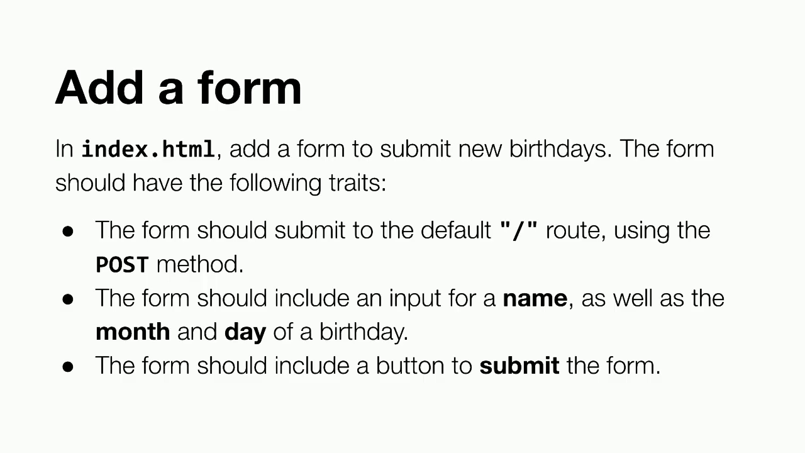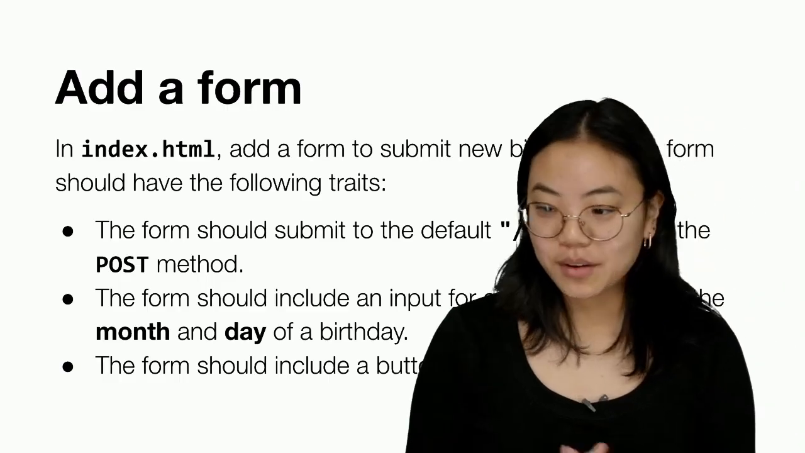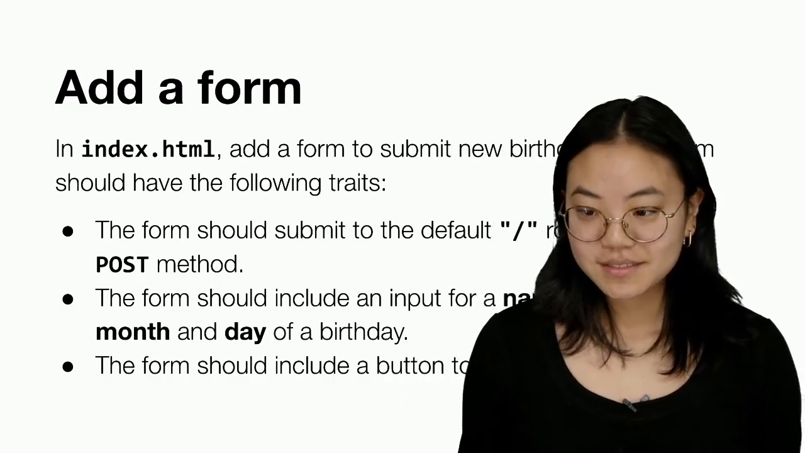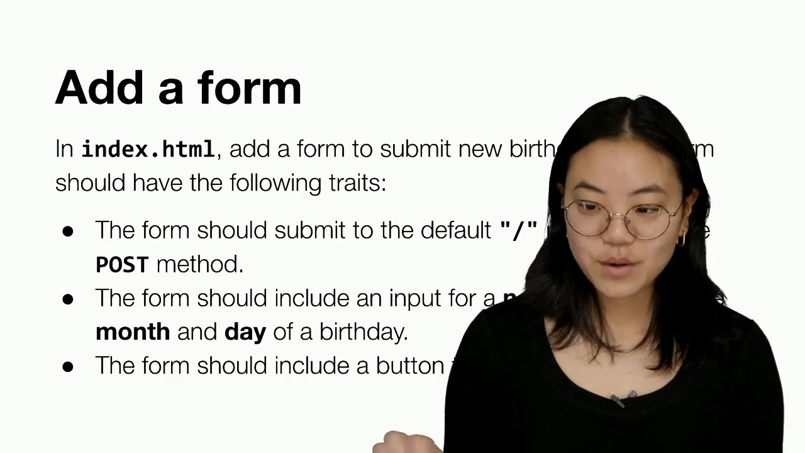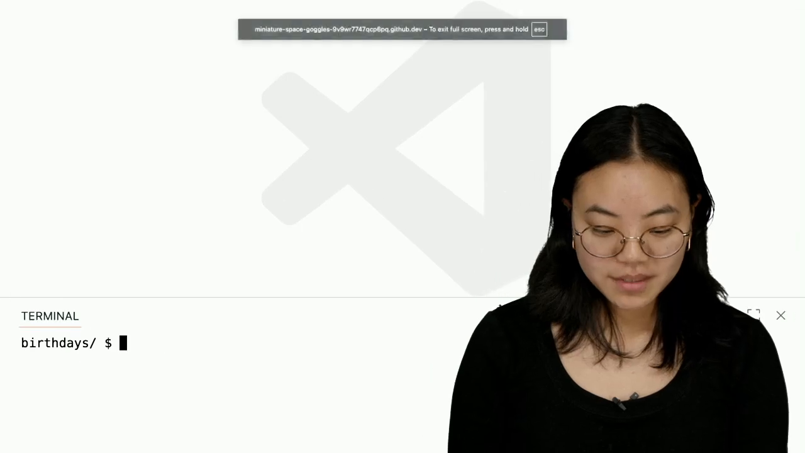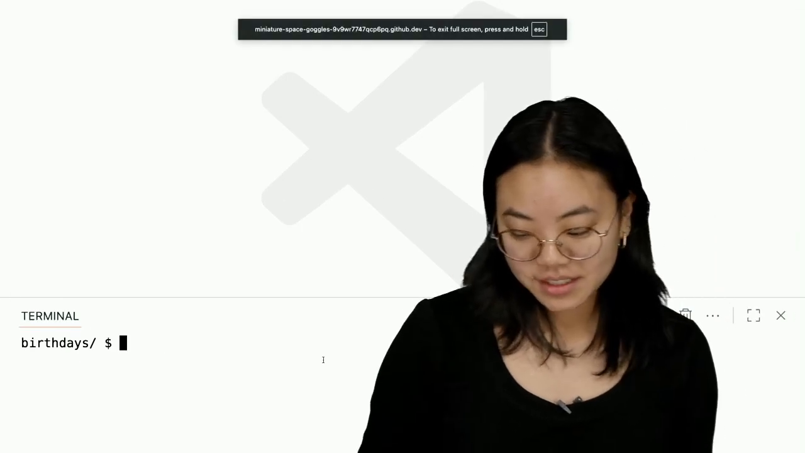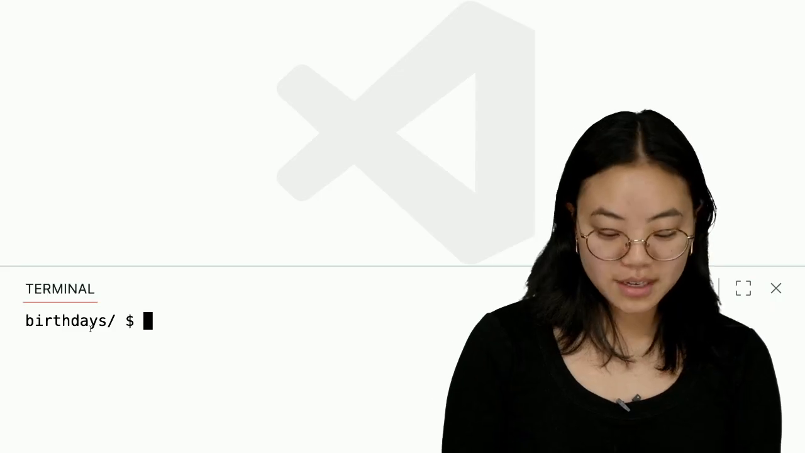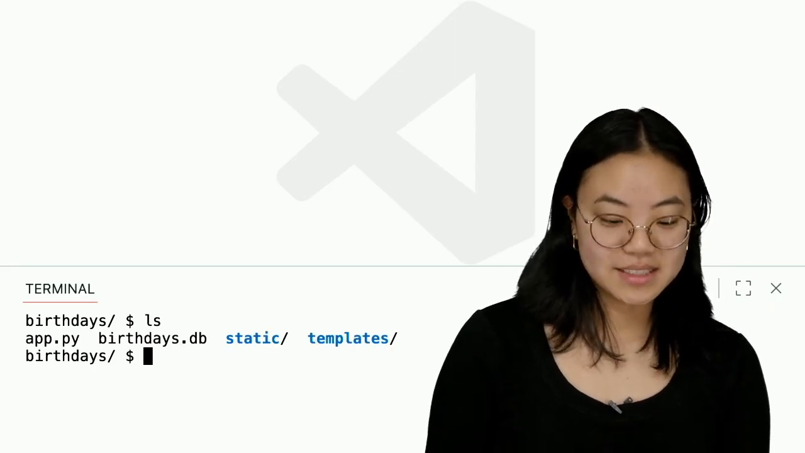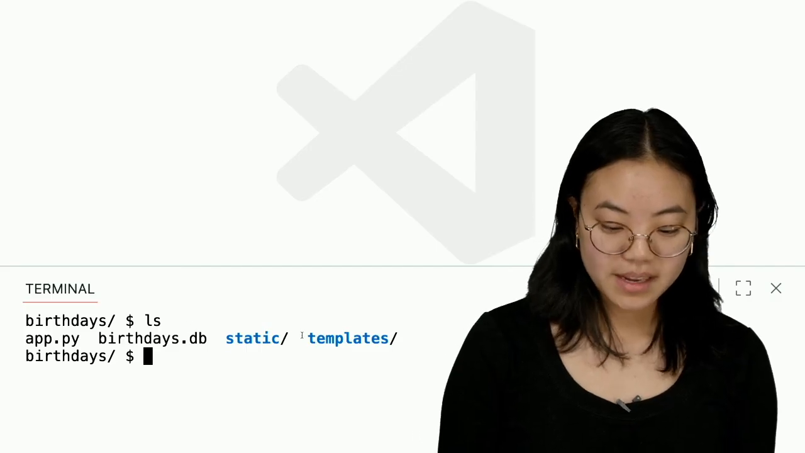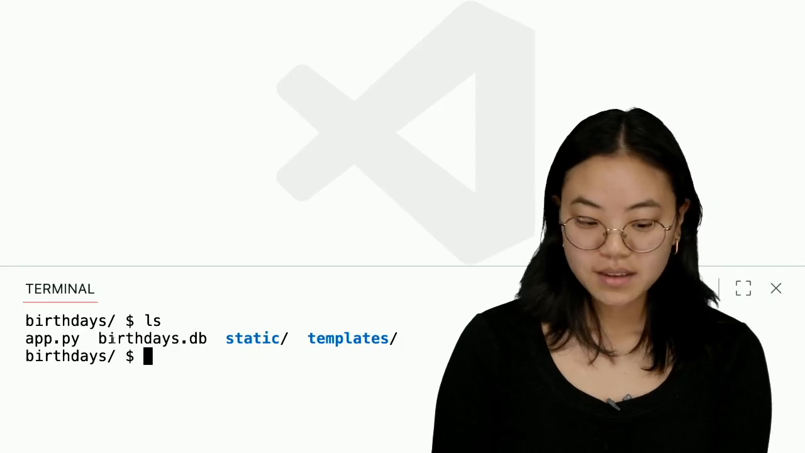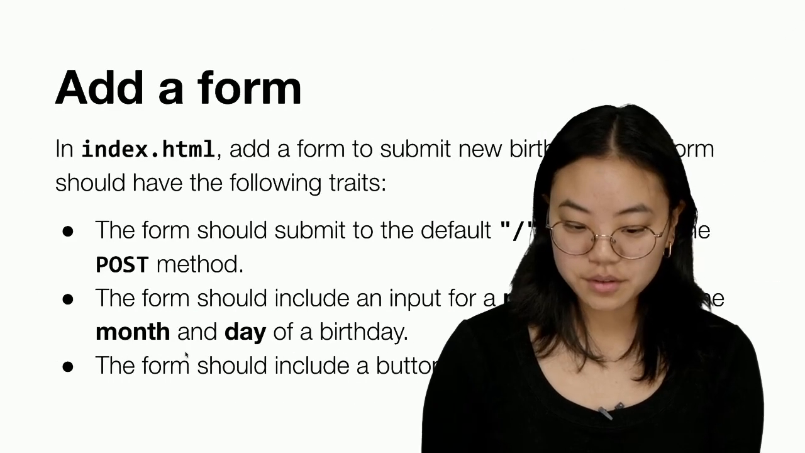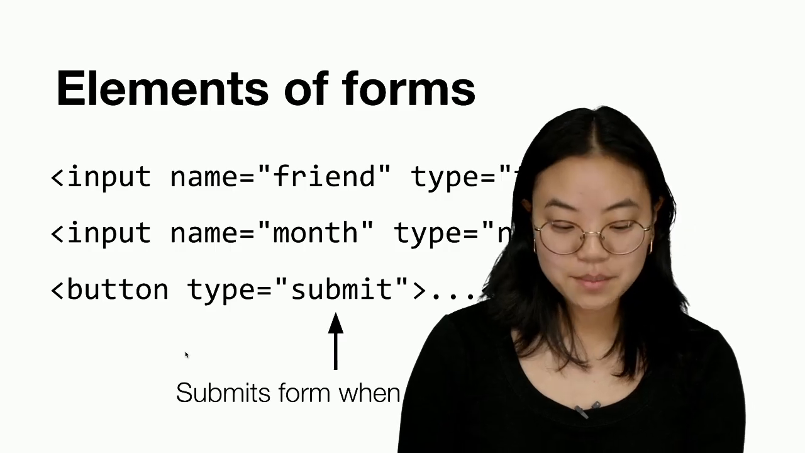Okay. Any questions about forms so far? Routes? Okay. So now we're going to move over to VS Code and actually get a sense of what's going on here in the code. So I'm in my birthdays folder right now. If I do ls, I can see what we saw earlier, my templates folder, my static folder, app.py, and birthdays.db.